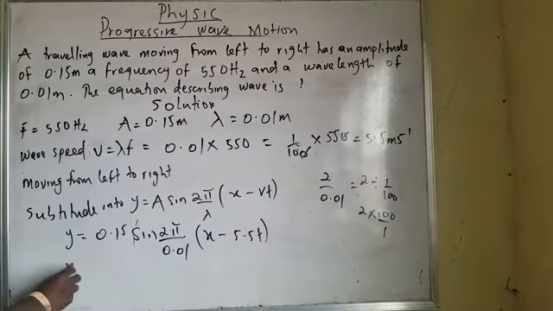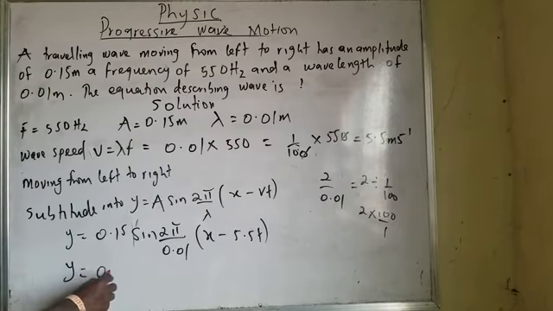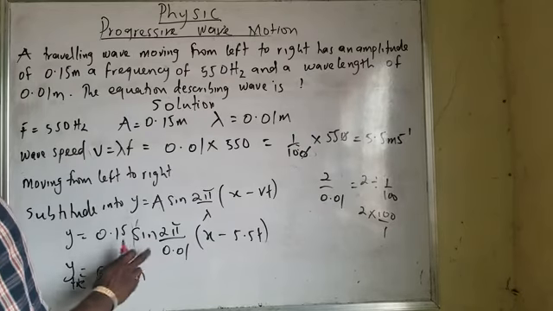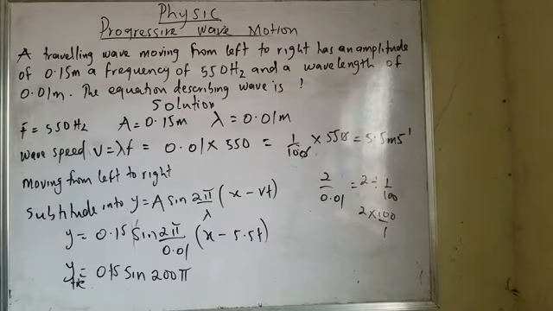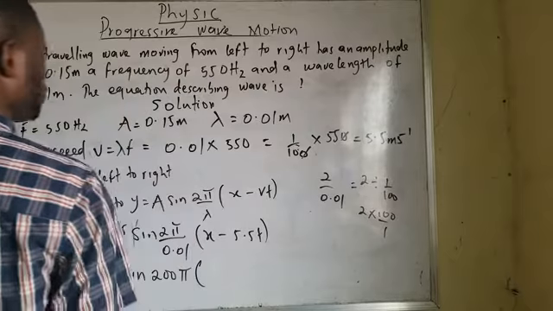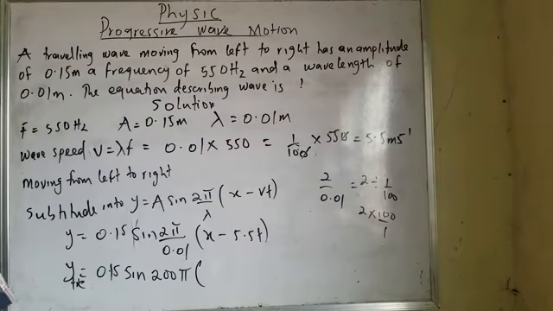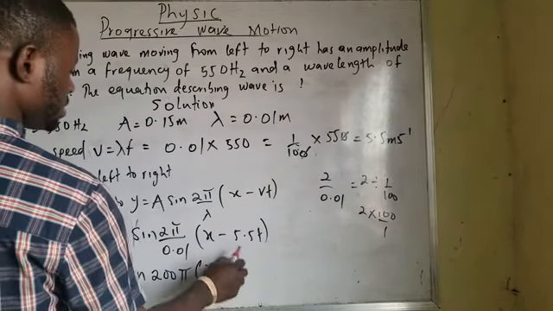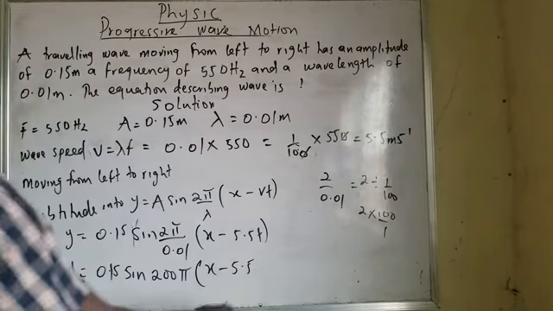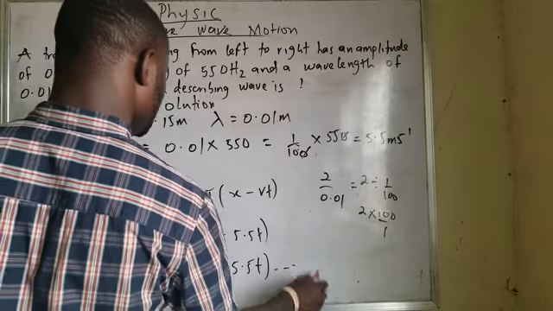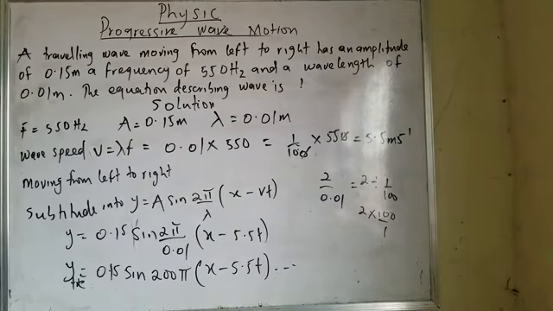It means I can say that y equals to 0.15, positive movement, equals to sine of 200 pi bracket of what is my x. My x is not given, which is minus 5.5t. That is the equation we are talking about. That is all.